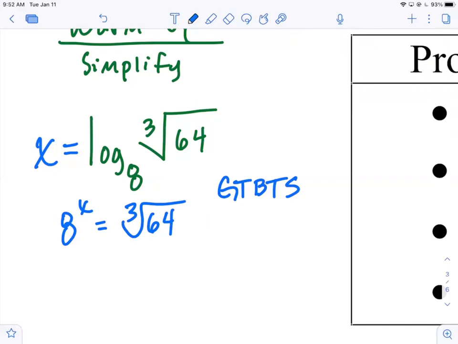Get the bases the same. Get the best. I like that too. Get the best out of life. Get the bases the same.